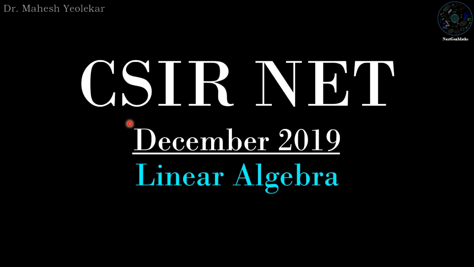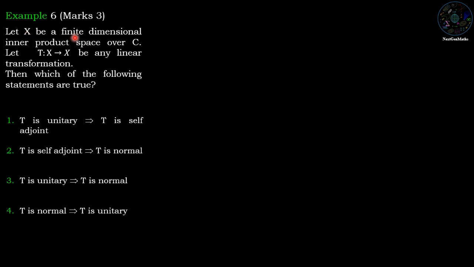Welcome friends. In this video we are going to discuss a problem of CSIR NET December 2019 of linear algebra. Example: let X be a finite dimensional inner product space over C. Let T: X → X be a linear transformation, then which of the following statements are true?